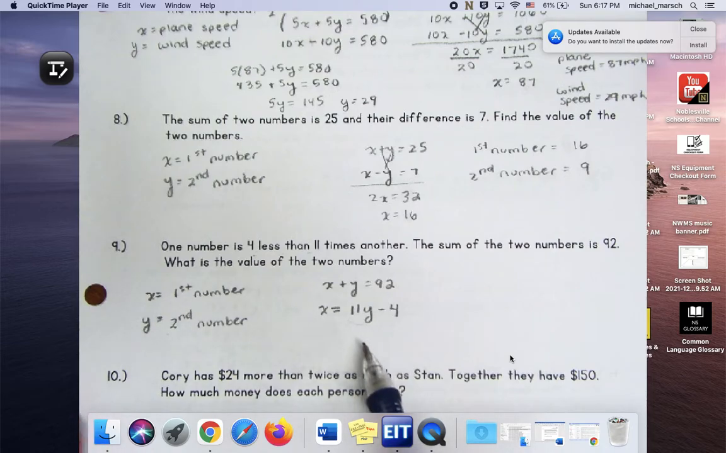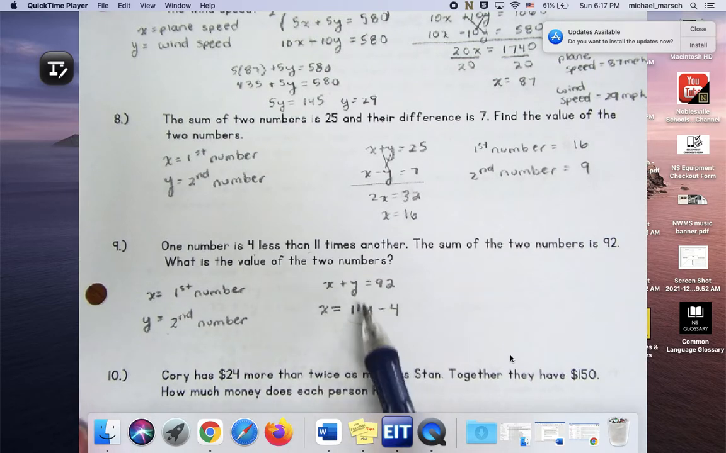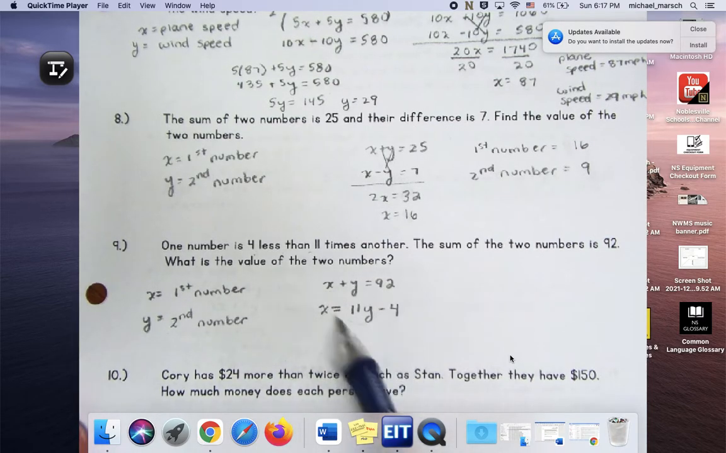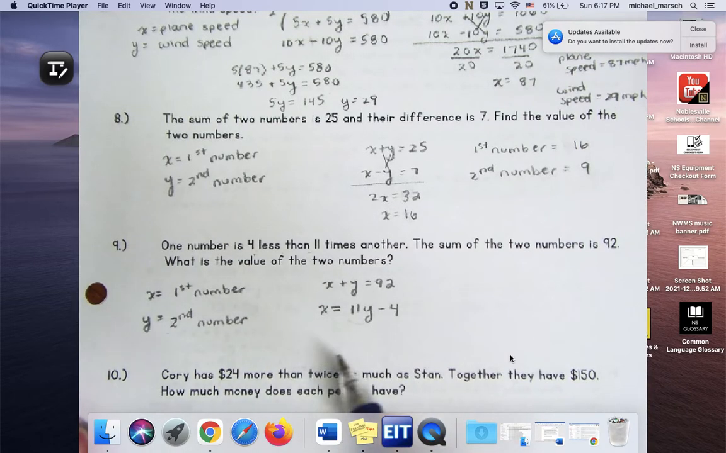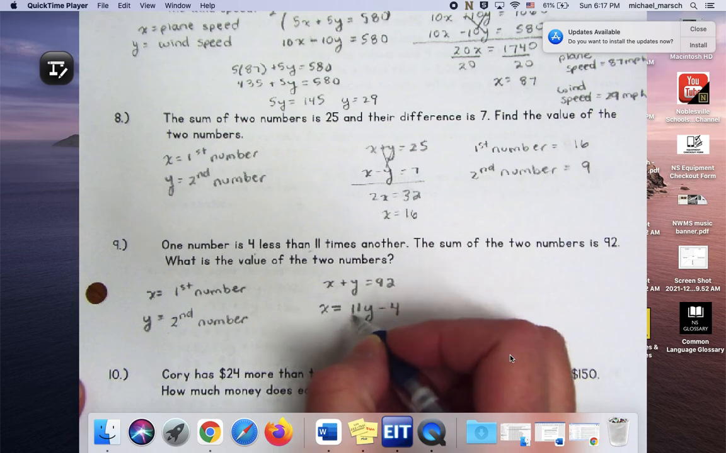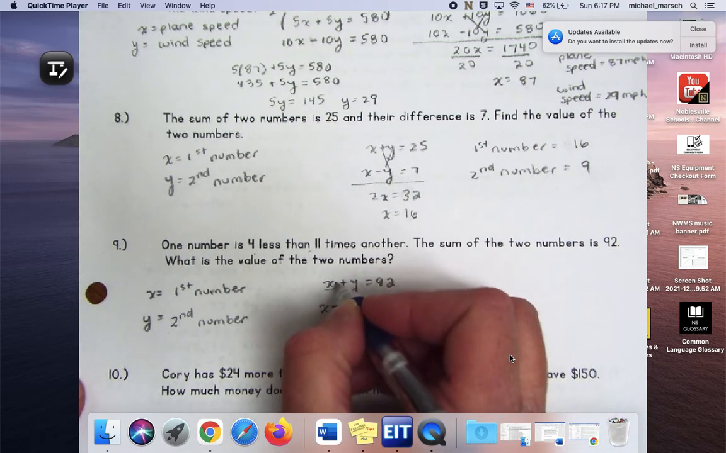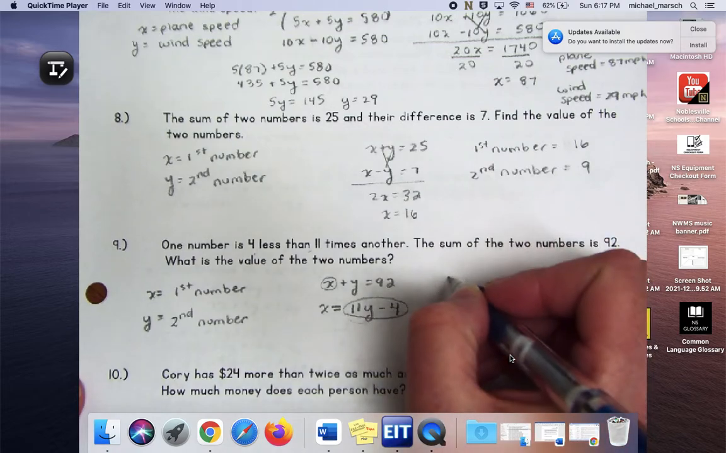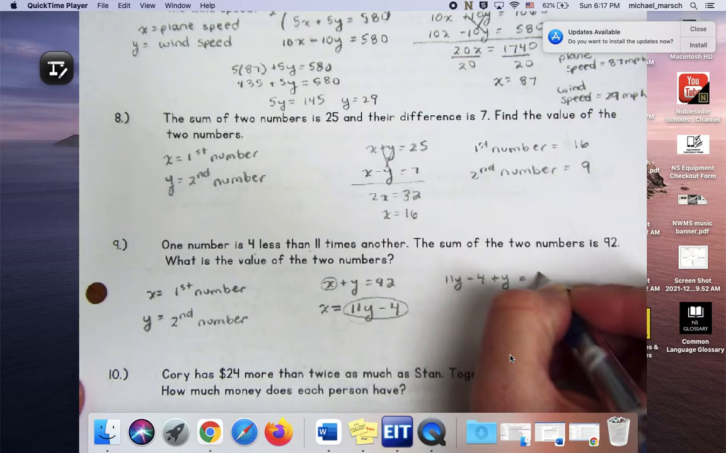Now, this one's a little different because if you want, you could use some substitution. I could put this 11y minus 4 right up here with the x if I wanted to. Or I could rearrange these and make the x's and the y's line up and then do elimination. I'm going to do substitution because it just seems like the easier at this point. So I'm going to take this whole expression and put it here. So I'm going to get 11y minus 4 plus y equals 92.